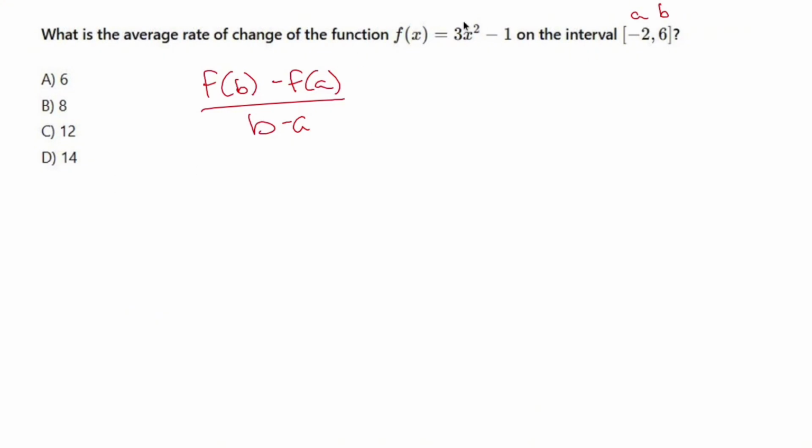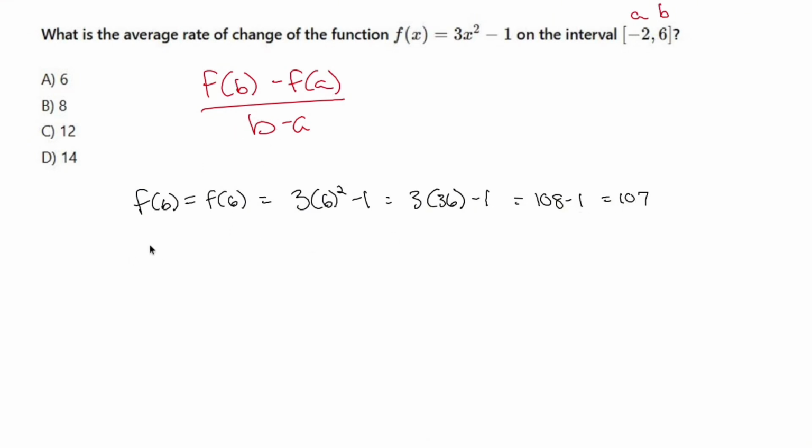What I need to do is use this formula to find f of a and f of b. So f of b is me finding f of 6. And f of 6 is me throwing in 6 into that guy and solving. 3 times 6 squared minus 1 is going to be 3 times 36 minus 1, which is going to be 108 minus 1, which is 107.